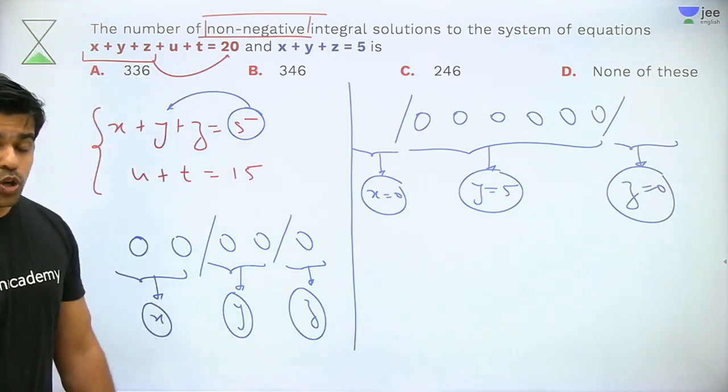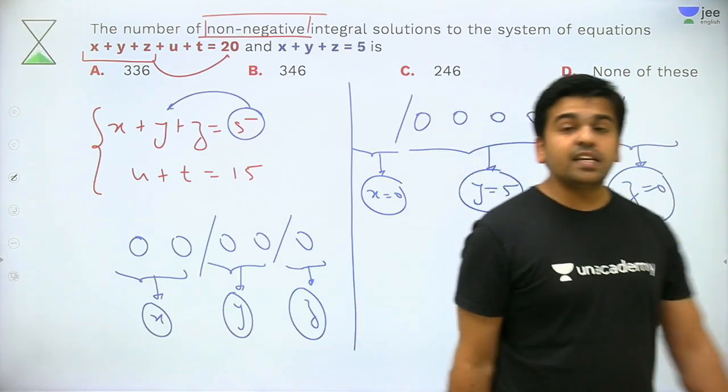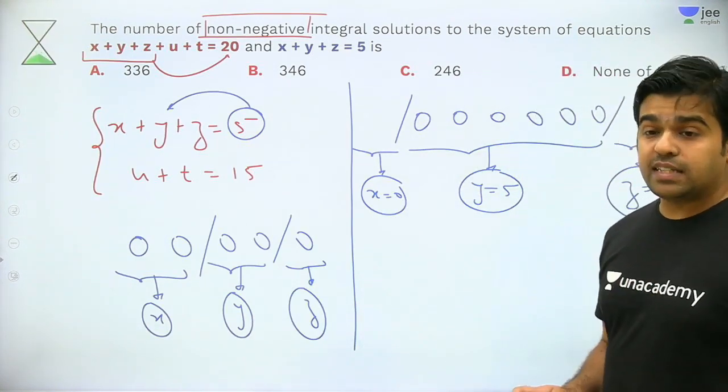Is this one of the possible solutions? 0, 5, 0. Yes, exactly. This is a possible solution because here every condition is already satisfied, right?